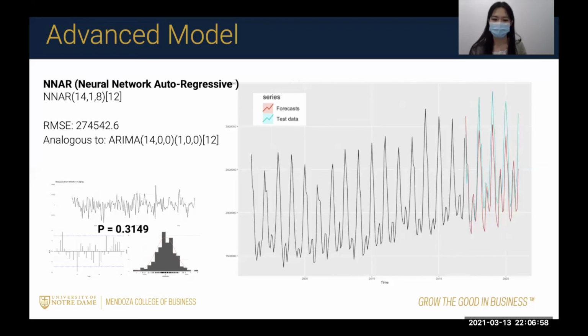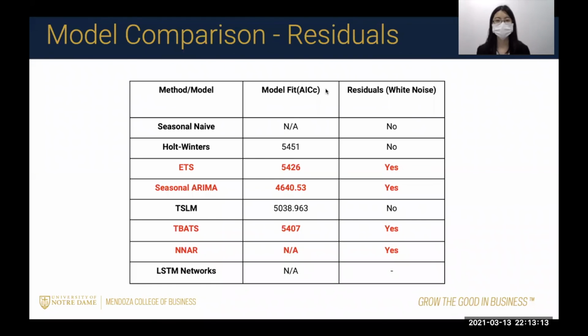Interpreting this model, we can see that the model is a seasonal one with parameters (14,1,8), which is similar to an ARIMA model as shown above, but with nonlinear functions. The p-value for this model's residual is 0.314, meaning that it follows a white noise pattern, and the RMSE for this model is 274,000. Now we have gone through all methods and models.